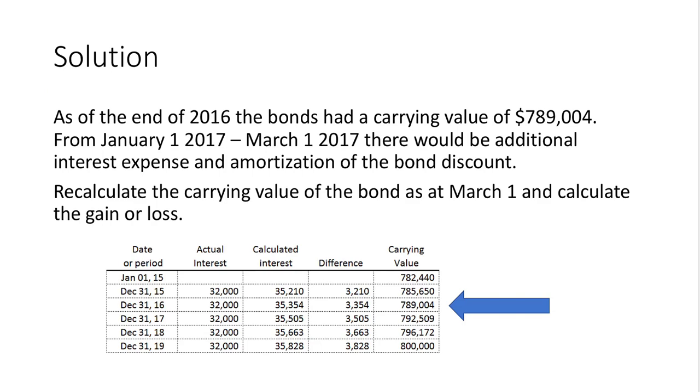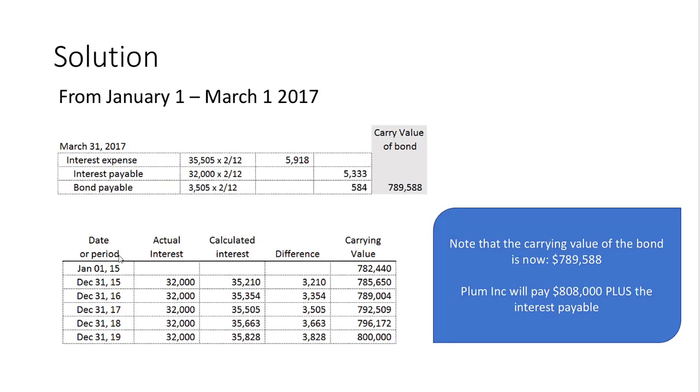We're looking at December 31st, we have $789,000. We want to calculate the amount of interest, and we just use the amounts after that date. And since it's 2 months, we're going to use 2/12 of that to calculate the interest expense, the interest payable, and the bond payable.